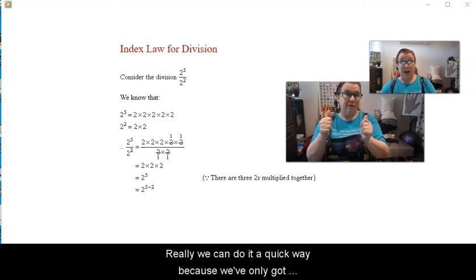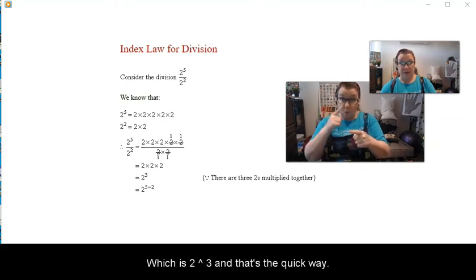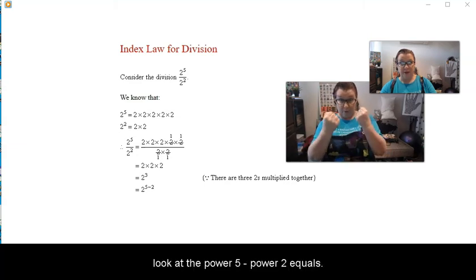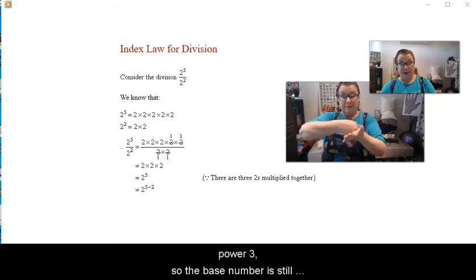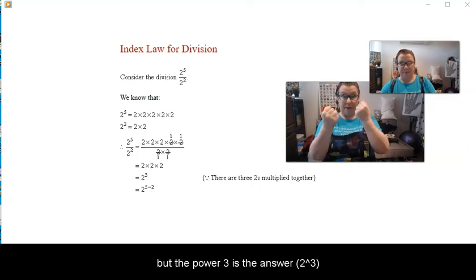Really, we can do it a quicker way because we've only got 2 times 2 times 2 now, which is 2 to the power of 3. And that's the quick way. So we look at the power, 5 minus power 2 equals power 3. So the base number is still this 2. Yes, it is. But the power 3 is the answer.